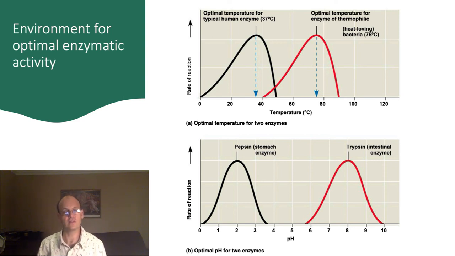In order to hold on to a substrate, the amino acids at the active site often transfer electrons or protons to and from the substrate. If the environment is too acidic or too basic, this transfer is disrupted. Our stomach has a very low acidic pH, and so the enzymes there need to be able to operate at those conditions. Lower in our intestines, the pH is much higher, and enzymes in those environments need to be able to operate in a basic environment.